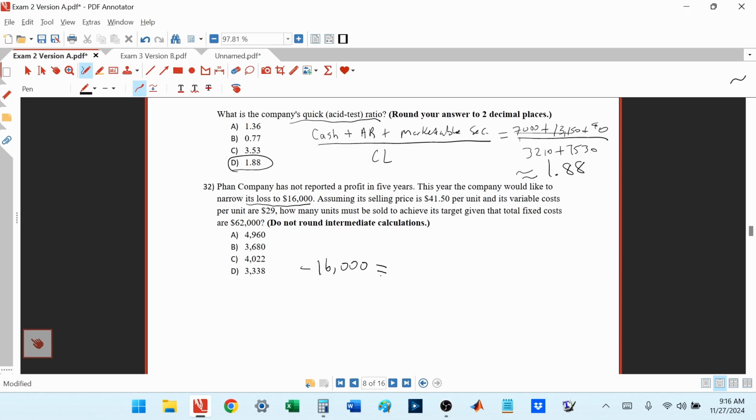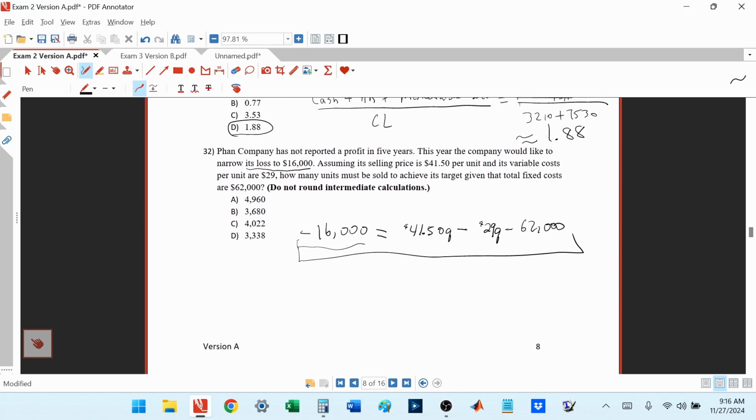So profit equals price times quantity, which is the revenue, minus the variable costs, which are variable cost per unit times quantity, and then minus the fixed costs. So all we have to do is solve this equation for Q. And that'll be the number of units we need to sell to achieve this target profit.